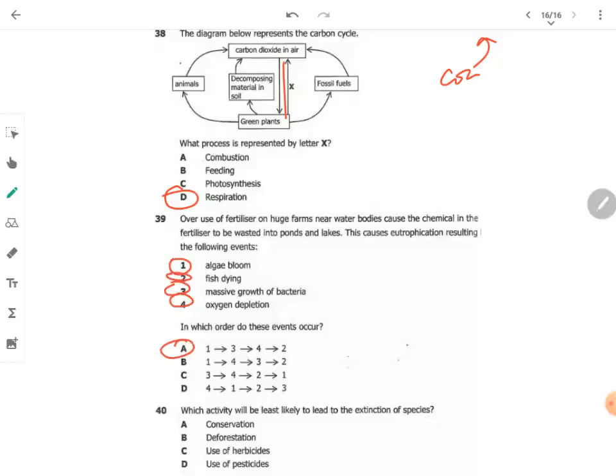Which activity will be least likely to lead to the extinction of species? Least likely. Okay? Conservation cannot lead to the extinction of species.